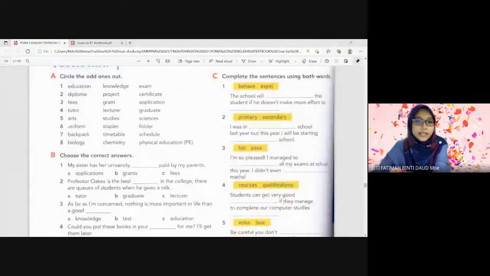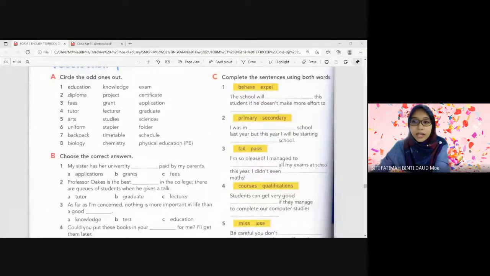All right, now let's do C. I give you 2 minutes to find the answer for C now, 1 until 8. So make sure you use both words, just put them in the correct place. Okay, please do C now.